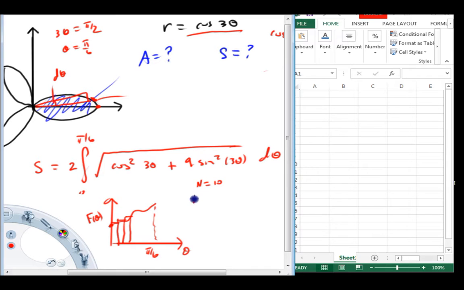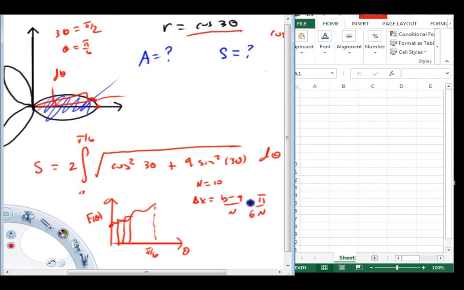The width of these rectangles, delta x, I can get from b minus a over n. The upper bound is pi over 6. The lower bound is 0. So pi over 6 minus 0 is pi over 6. I'll just leave this pi over n here when I set up the calculation. Whoops, I'm sorry. Pi over 6n. If I take pi over 6, divide by n, this is going to give me the width of these rectangles for any value n that I choose.